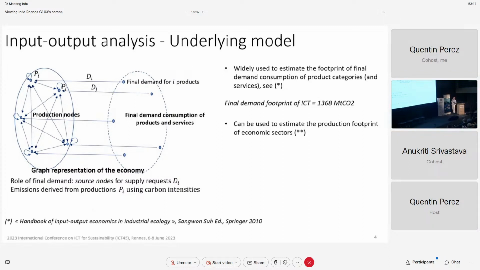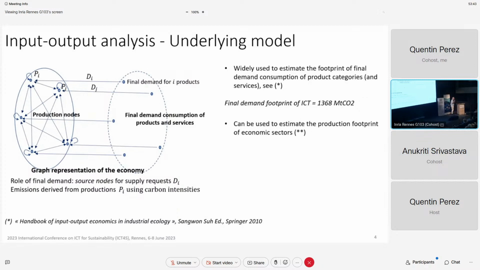Now, what about the industry? It can be used, and it was foreseen 10 years ago, and thank you to the anonymous reviewer who pointed this out to me 10 years ago, to estimate the production footprint of an economic sector. The problem is that ICT, in this classification of 44 sectors, is a group of 4 sectors, and the classification is not good enough, so if you take those 4 sectors, it overstates ICT.